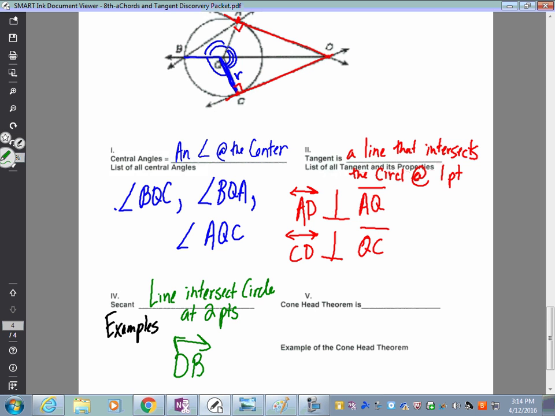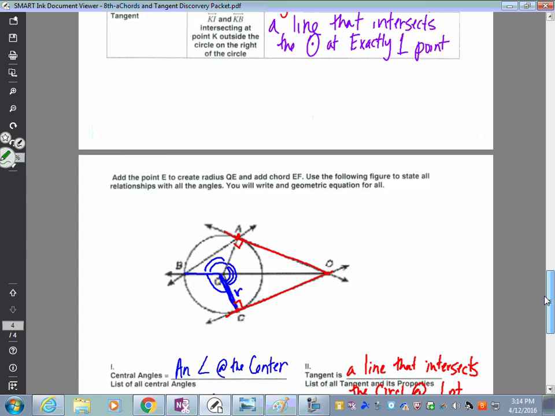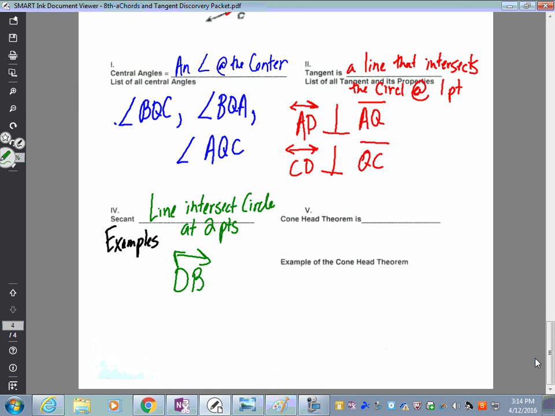I'm going to scroll this up so y'all can see what I'm writing. There we are. All right, DB. Look at your figure. Is there another secant? Yeah, AB. AB is also a secant. Okay, so we list those examples. All right, Conehead Theorem. We did this yesterday as well. Do me a favor. Add a circle. Put a point above the circle.